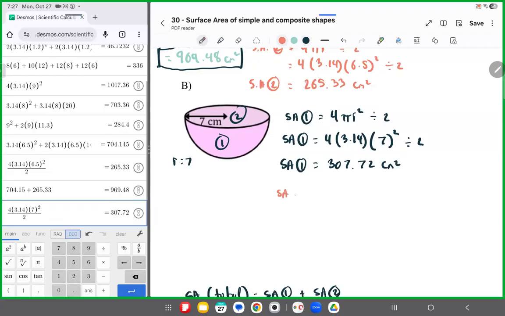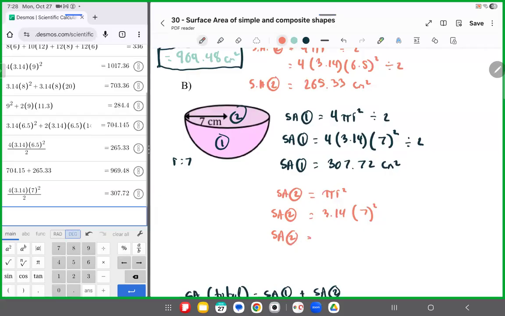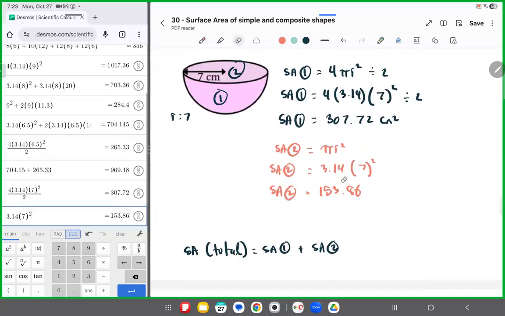Next thing I need is the surface area of the second shape, which is just the area of the circle. And that's just going to be pi r squared. So this will be 3.14 times 7 to the power of 2. And when we type this in, we have 3.14 times 7 to the power of 2, and we end up getting 153.86. And these are going to be centimeters squared.